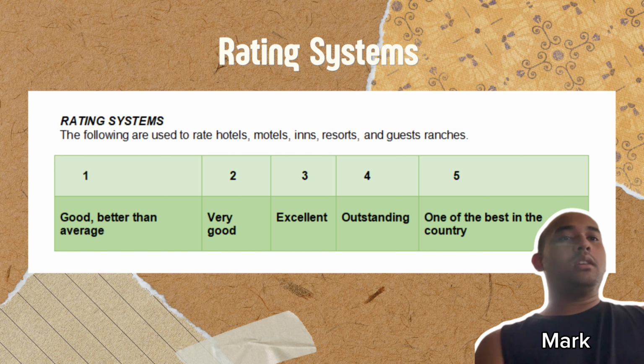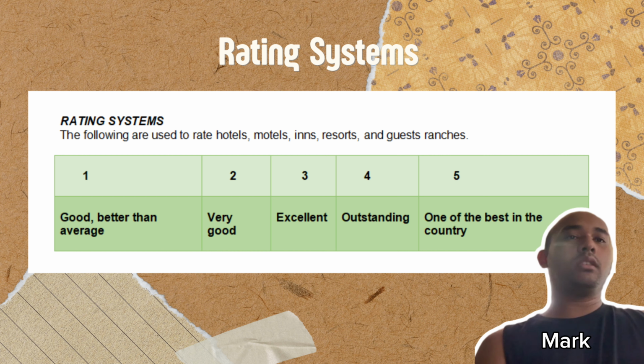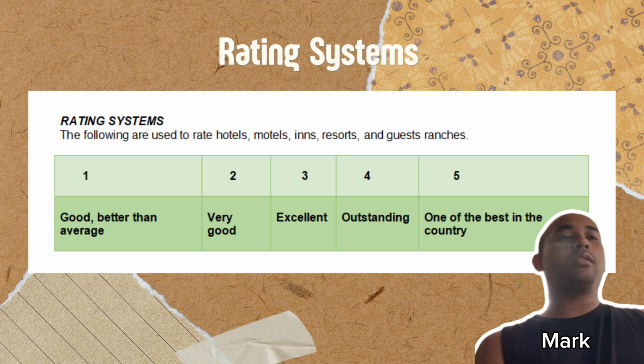And the location rating: excellent, a prime location in the heart of a city near major attractions; good, a convenient location with easy access to transportation and nearby amenities; average, an adequate location but may require some travel to reach desired destinations; poor, a remote location with limited access to attractions and convenient transportation options.